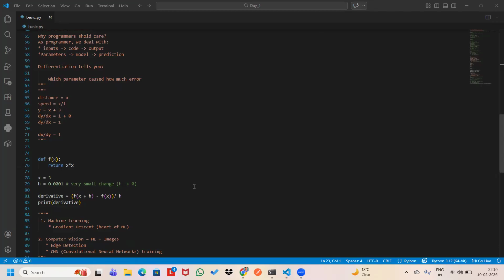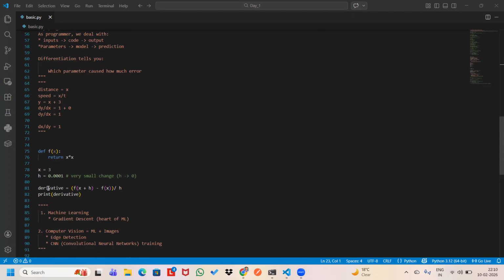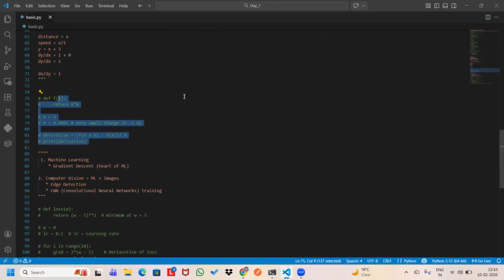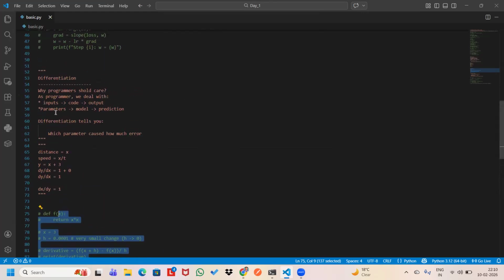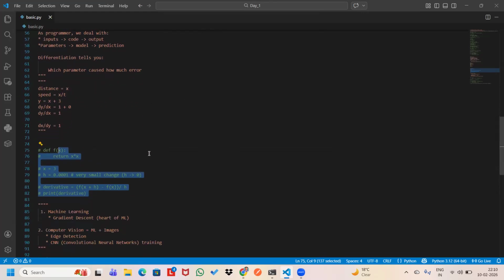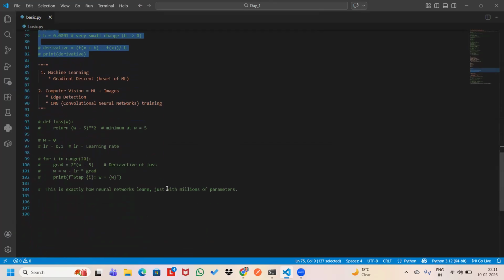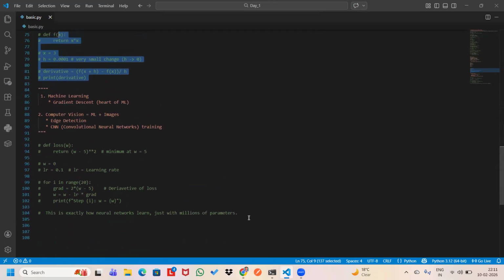I have already run this code. Let me comment this one. We have already talked about machine learning. Now let me talk about gradient descent in machine learning. This is actually the heart of machine learning. Yes, this is the code for it.